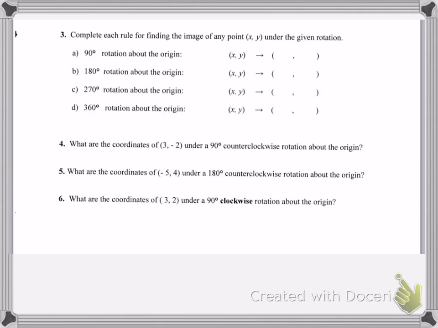Now we're just going to put those rules that I had you scribble under part 1 in here in writing. So if we look at counterclockwise, 90 degrees is the opposite of y, comma, x. 180 degrees is the opposite of x, the opposite of y. 270 degrees is y, comma, the opposite of x. And 360 degrees is x, comma, y.